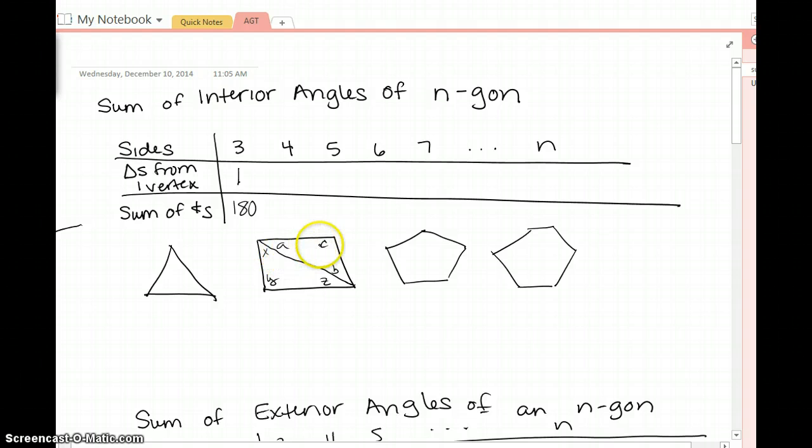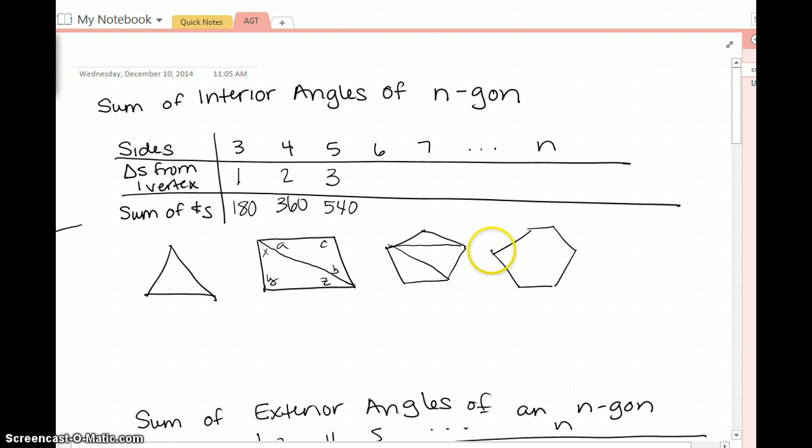Right? And so if we were to take the 180 degrees from this first triangle and add it to the 180 degrees from the second triangle, we would see that altogether the angles of the quadrilateral add up to 360. When we have a pentagon, we are able to create three triangles. And so if we were to add up all of the angles of those triangles, it would make all of the interior angles of our pentagon, and that would sum then to 540.